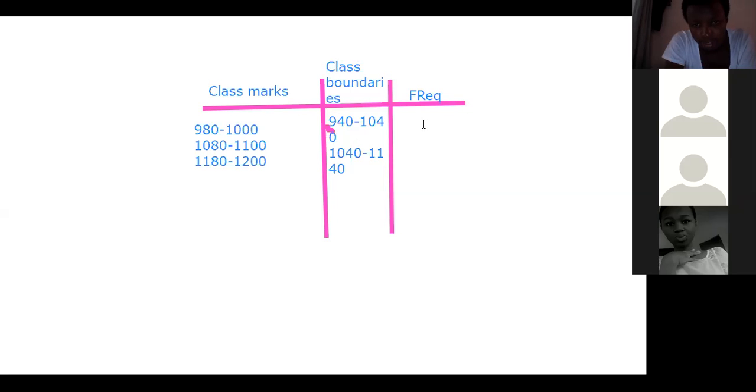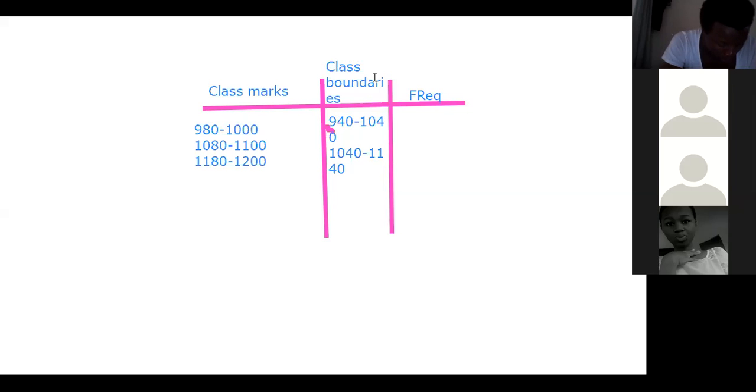Yes, so the difference between these will give us the lower class boundary and the upper class boundary. This one is the upper class limit and the lower class limit. We don't use the class mark, we use the class boundaries to find the class width and the size. They're the same thing.